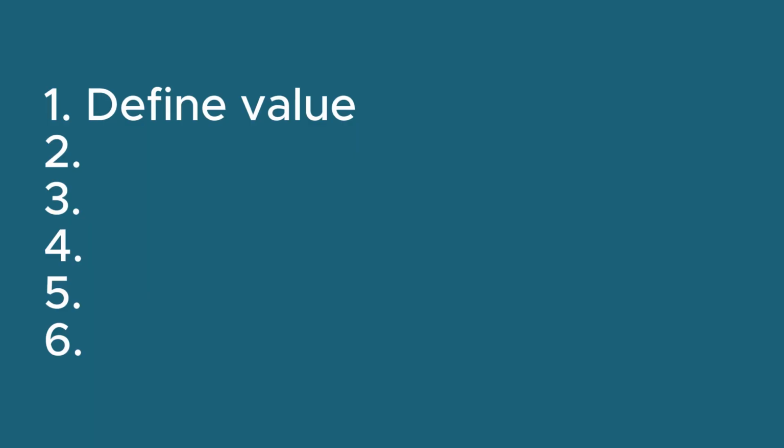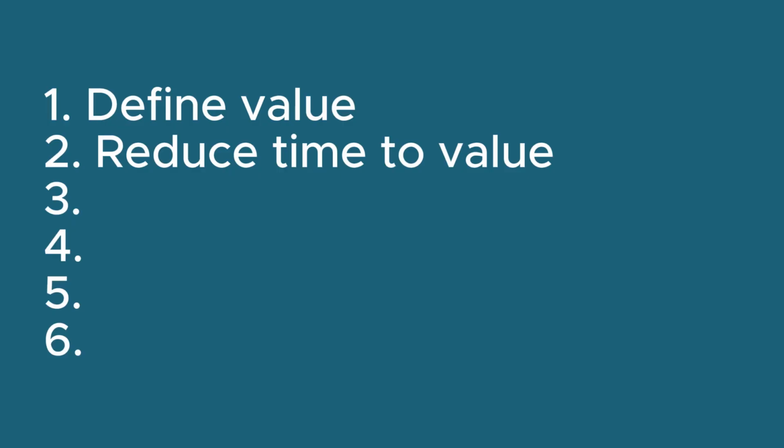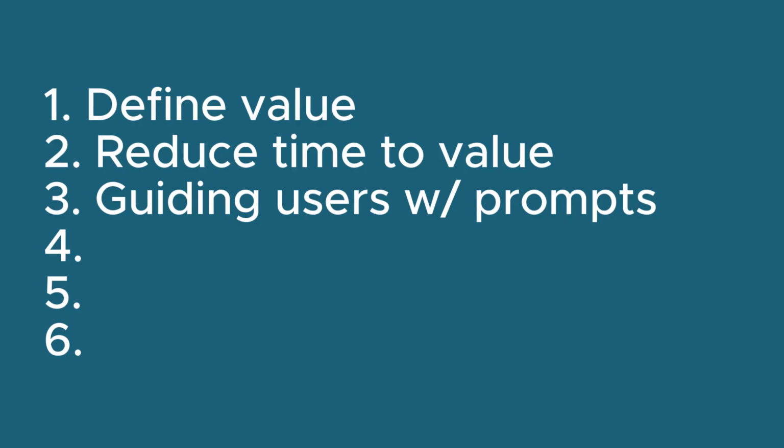So there we've got it. The 6 steps to improving your onboarding and activation and saving more of the new users in the process. First, defining value and getting crystal clear on that aha experience and that aha moment inside of your tool. The second is reducing that time to value as much as possible. The third is guiding users along the way with effective prompts and triggers.